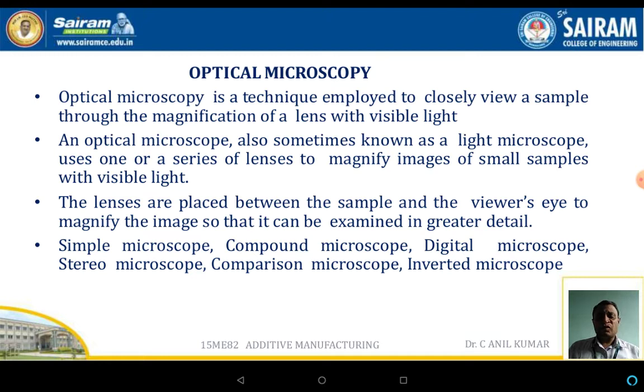It may be a simple microscope, or a compound microscope, or a digital microscope, or even a stereo microscope, or a comparison microscope, or an inverted microscope. These are the different types of microscopes which are available under optical microscopy. These microscopes are normally used to study up to the micro level. For that reason only it is called microscopy.